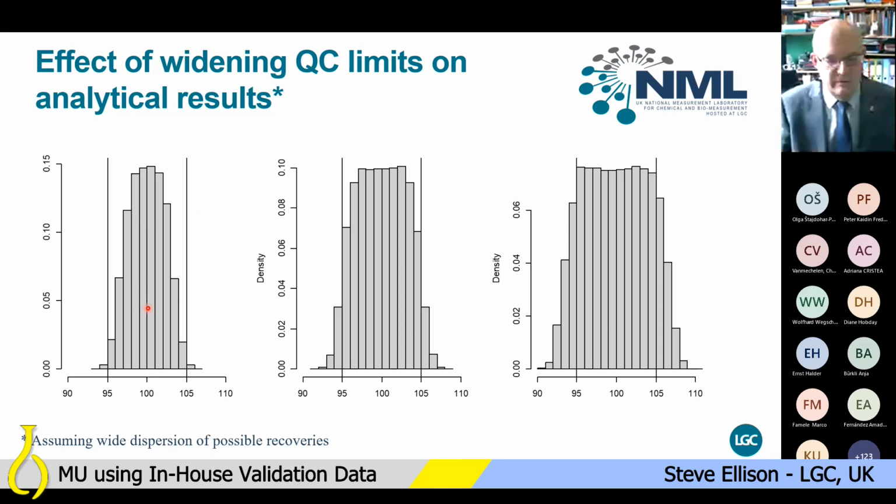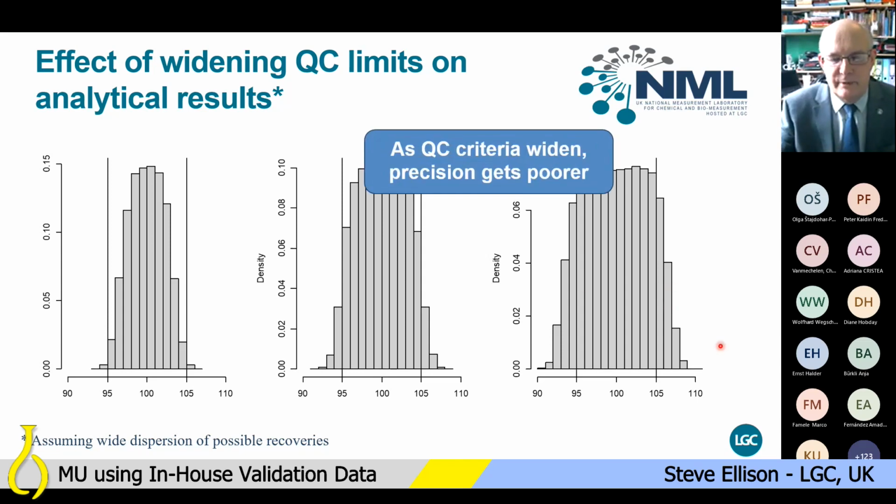If we then do look at the analytical results we might get from that run, as we change to a situation where any recovery that doesn't significantly exceed the allowance is permitted, we see that the distribution spreads. So not surprisingly, as we widen the QC criteria, assuming that the process would otherwise generate quite a wide range of values, precision gets noticeably poorer and the shape actually heads towards something rectangular if we got a very simple plus or minus 10%, for example.